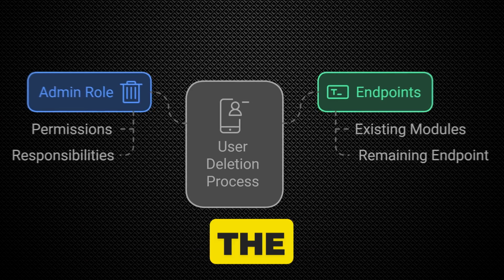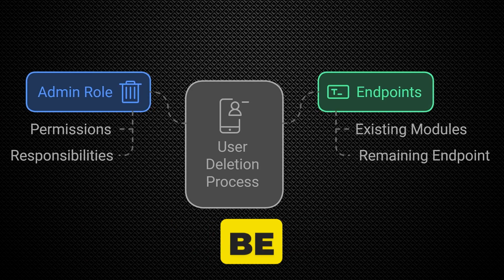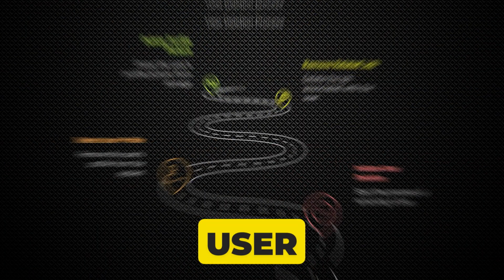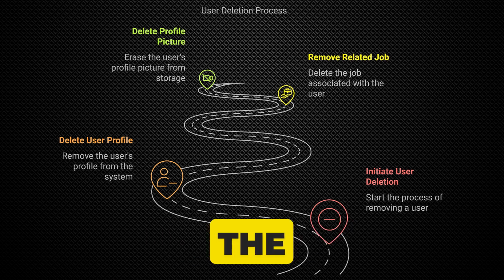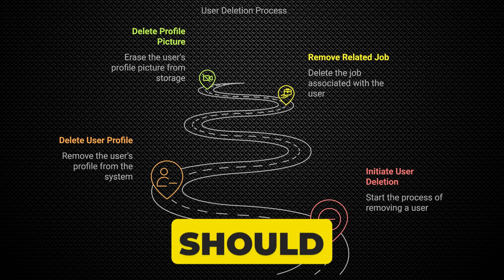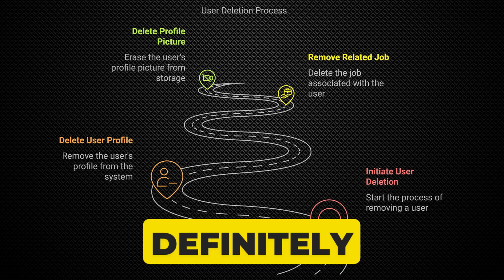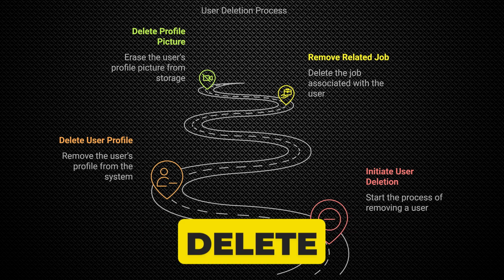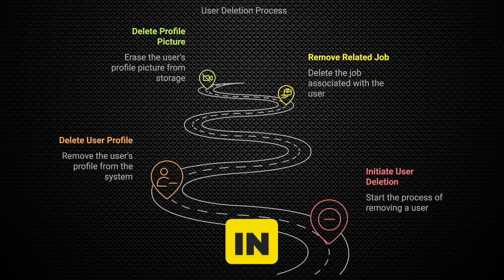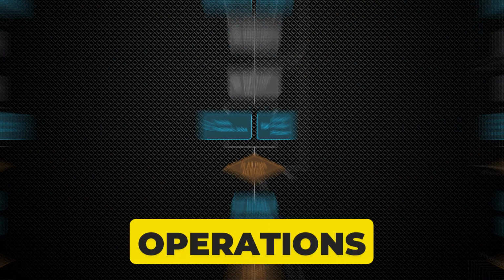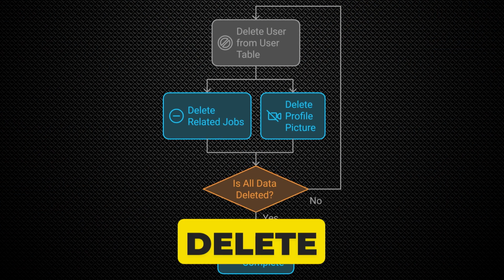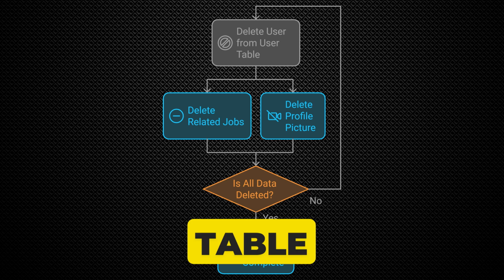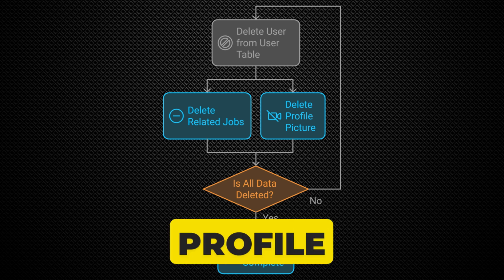One is the deletion of the user, and deletion of the user can be done by the admin user only. So today we will complete how to delete a user, and when we delete a user, their related jobs should also be deleted, and definitely their profile picture that we were saving in a folder should be deleted too. So that means we need to do three operations: delete the user from the user table, delete their related jobs, and delete the profile picture.